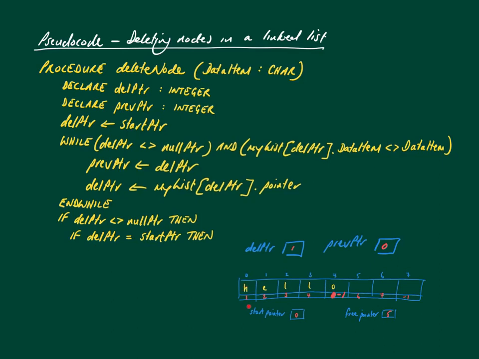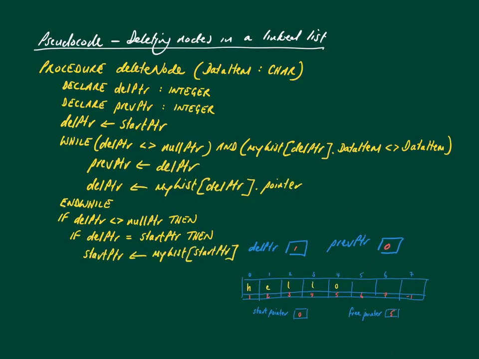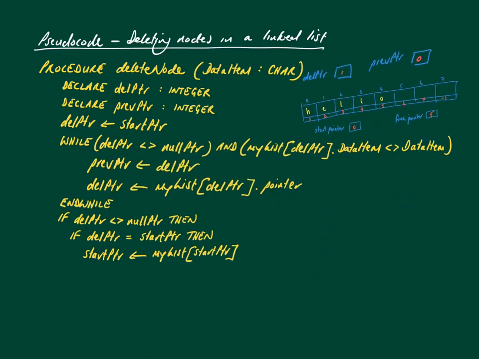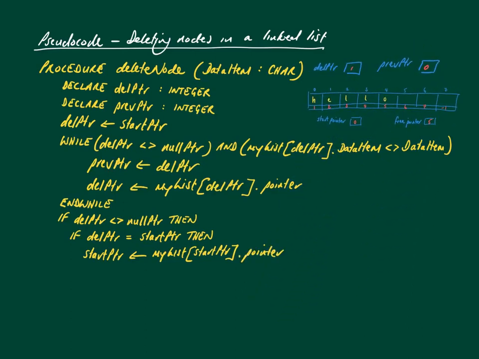If it's equal to start pointer, we also need to change this variable here to be what the current node is pointing to. Let's just move this up here so we can still use it. Okay, now we have more space. So if the del pointer is the start pointer, okay, it's not in this instance, but let's say it was, then you set the new start pointer to be the current start pointer's pointer, so it will point to the next node, so E becomes the first node in the linked list rather than H, for example.